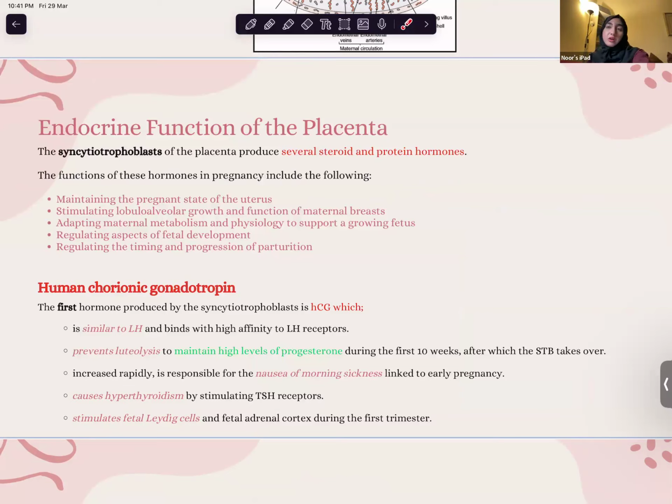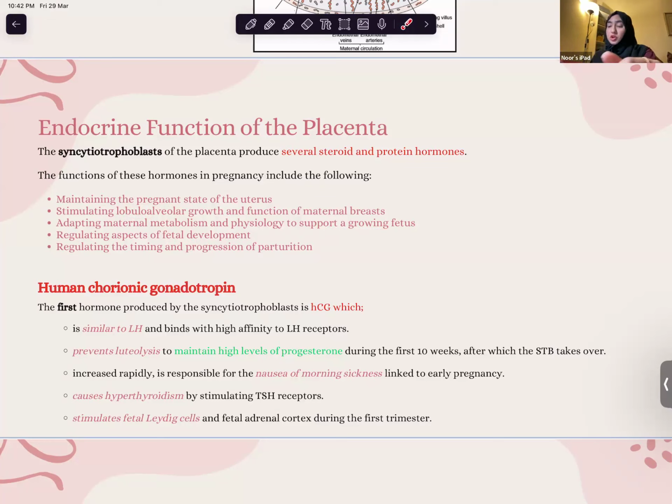Talking about endocrine function of the placenta. Now, the syncytial trophoblast of the placenta produces several steroid and protein hormones. Now, what are the functions of these hormones? They maintain the pregnant state of the uterus. They stimulate the lobulo-alveolar growth of the breast. They are involved in supporting the growth of the fetus. They are involved in regulating aspects of fetal development and also in regulating the timing and progression of childbirth or parturition.